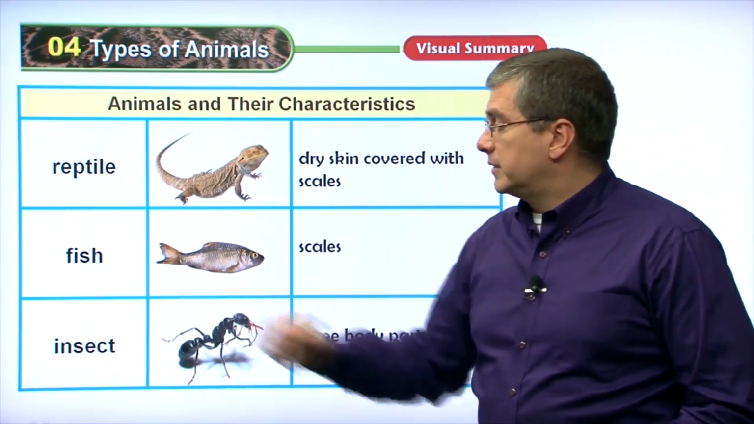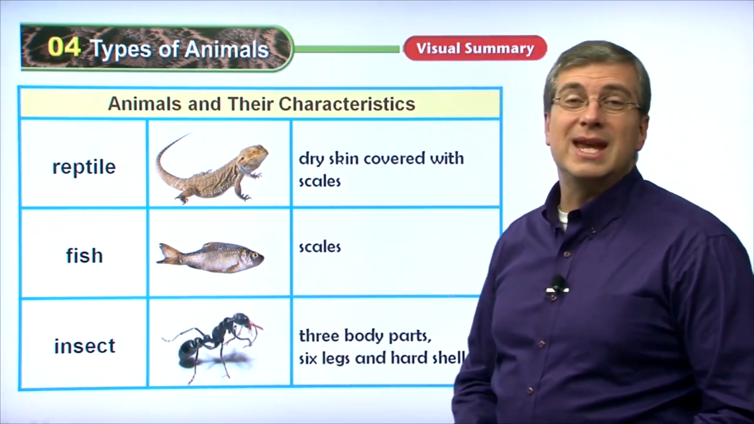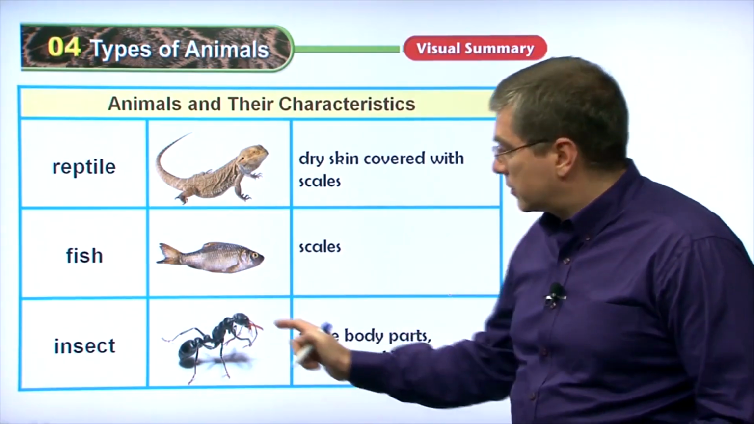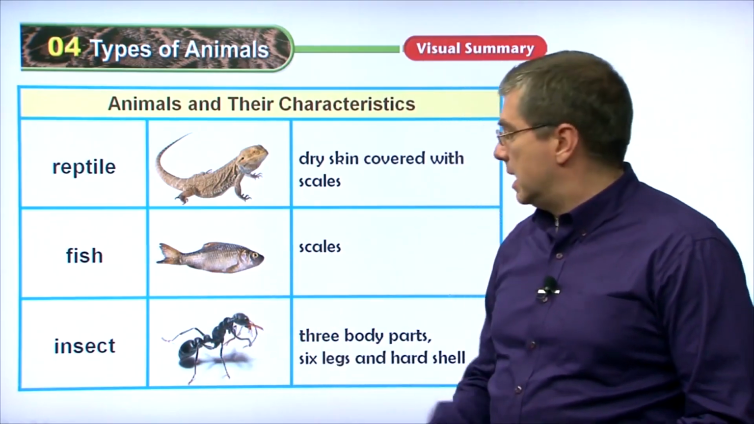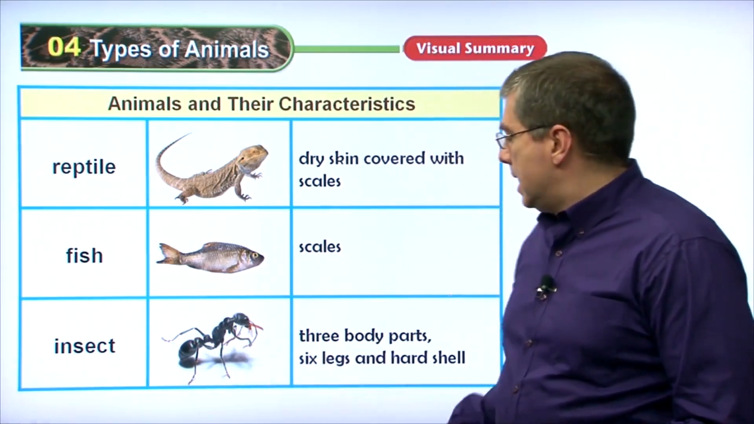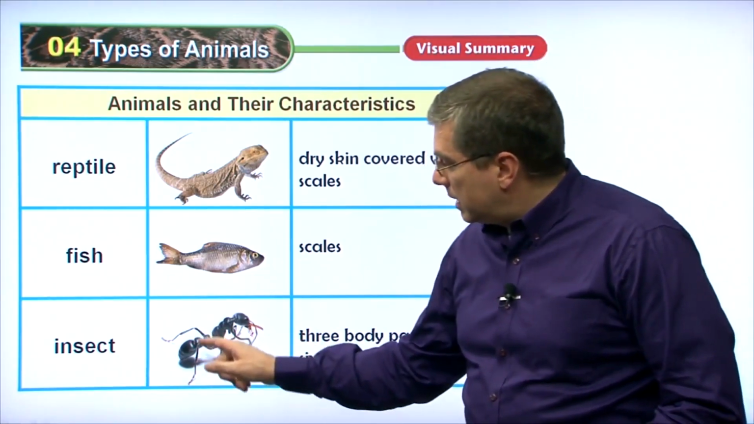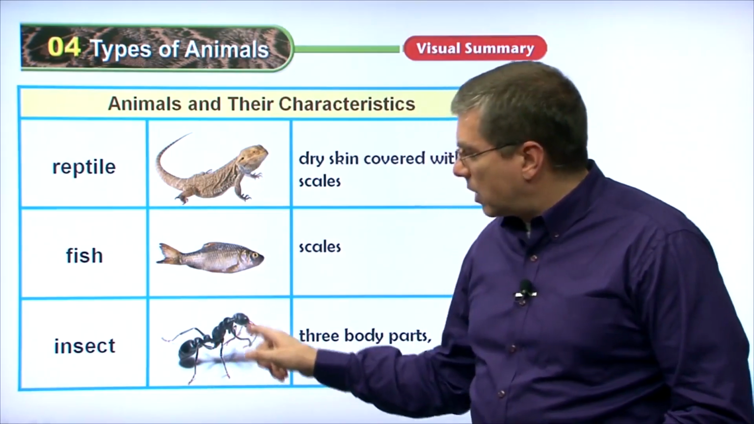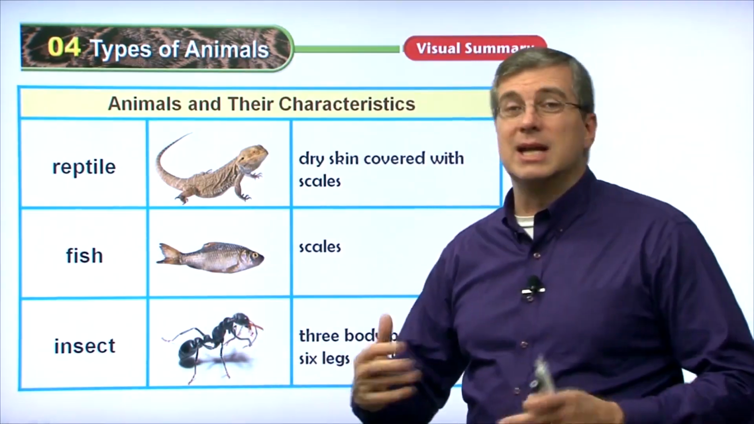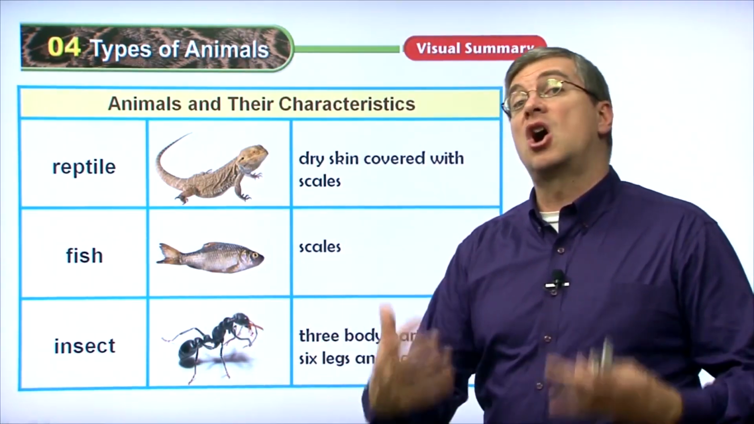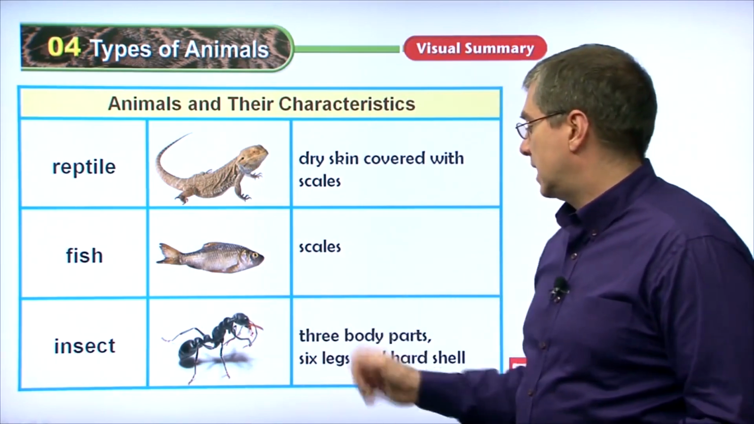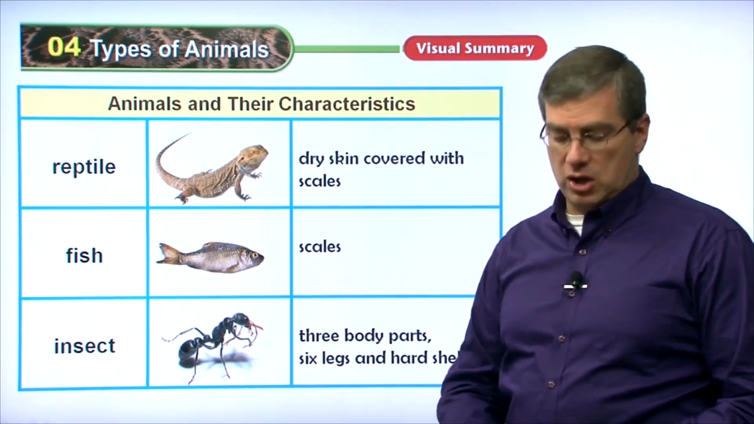Okay, the last group here, of course, is insect. What are the unique characteristics of insects? Insects have 3 body parts, right? The head, the thorax, and the abdomen. 3 body parts. So we have the head, we have the thorax, and we have the abdomen here. 6 legs, 1, 2, 3, 4. You can't see the other 2. Maybe it's kind of hard, but you know this ant has 6 legs. And it has a hard shell for its body. No bones on the inside. It has a hard shell instead that provides the frame for the body. So insect has 3 body parts, 6 legs, and a hard shell.